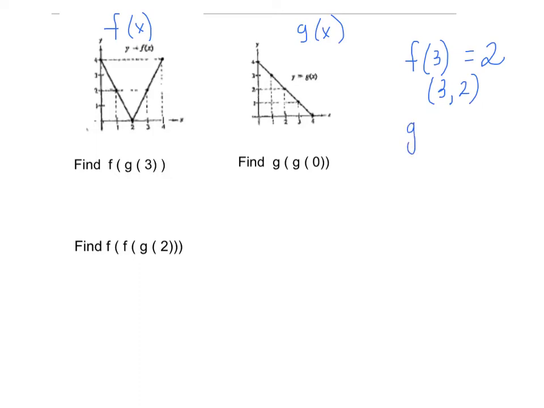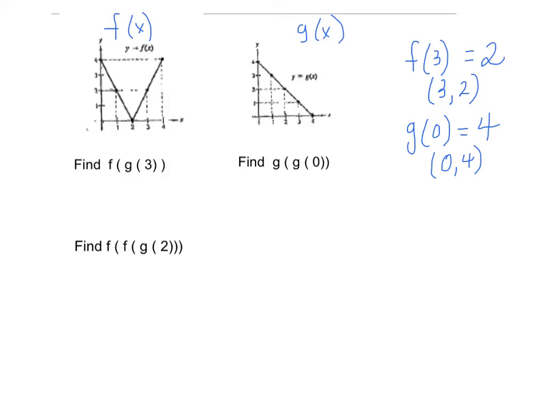If I were looking for g of 0, I would go to the g graph, here's the g graph, and find where x is 0, y is 4. So g of 0 is 4. And so that's how that works. So that would be an ordered pair (0, 4).